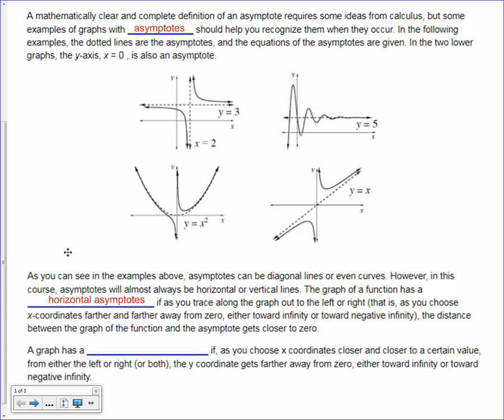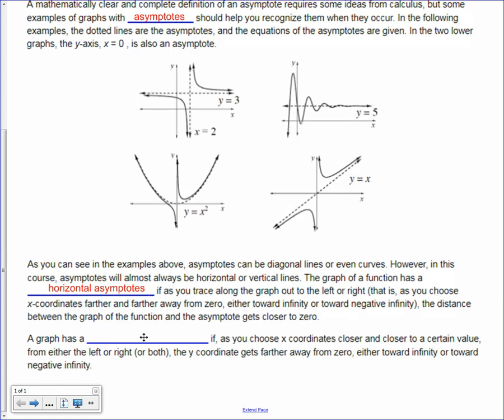So if you notice in this example right here, as this gets closer and closer to 0, it's approaching this y equals 3. And then as this one approaches the line x equals 2. A graph has a vertical asymptote if, as you choose x coordinates closer and closer to a certain value from either the left or right or both, the y coordinate gets farther away from 0, either towards infinity or towards negative infinity. So the graph at the top corner is the one you're going to mostly see in this course.